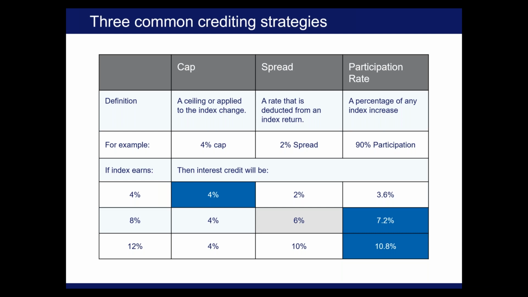A cap imposes an upper limit on the amount of interest credited, regardless of index performance. It is possible to earn less than the cap, but not more. A spread deducts a portion of the index return. With a 2% spread, for example, the index return must be greater than 2% to receive any interest credit. But the higher the index return, the higher the interest earned. And thirdly, a participation rate means the interest credit is based on a percentage of any increase in the index.